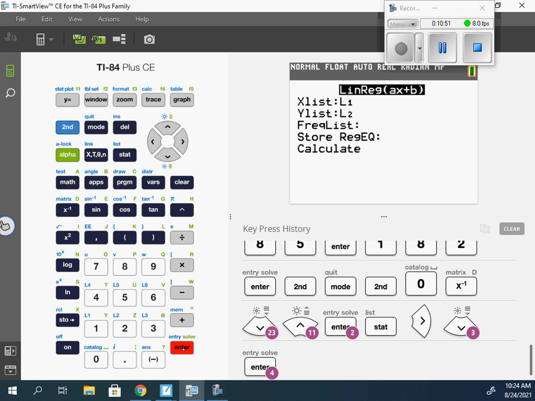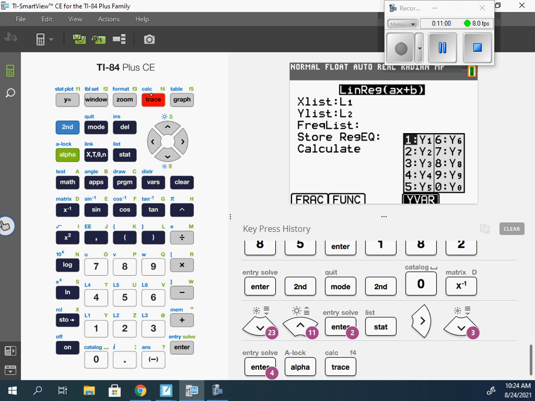Now, for this here, let's do that. Let's do alpha, so the green button, and then F4 or trace. Alpha, trace. So we got this list here. Now, Y1 is the graph, because if we want to graph a function, Y1 is where it would graph. If you don't hit alpha first, it will send you over there.